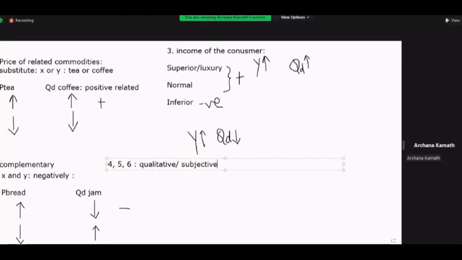Okay, so that is what the factors that are influencing demand are like. Any confusions regarding the factors? Very important, because based on these factors, we'll be working on some numerical questions as well. Kindly go through the factors.